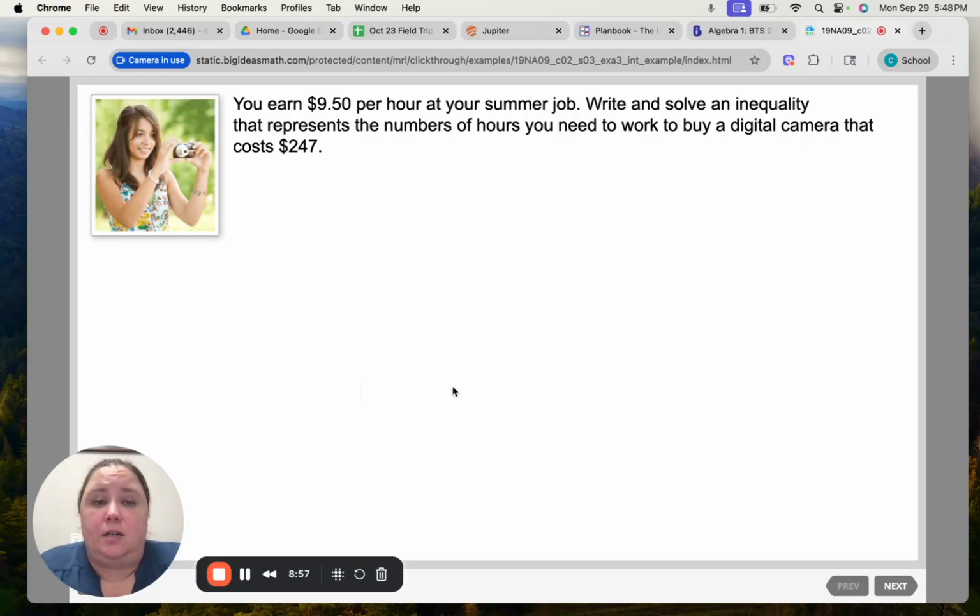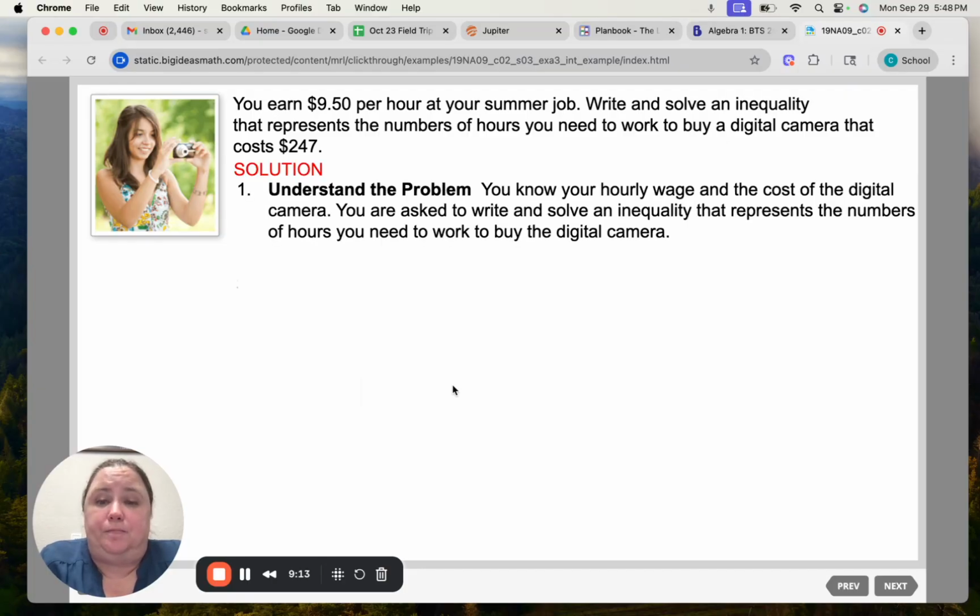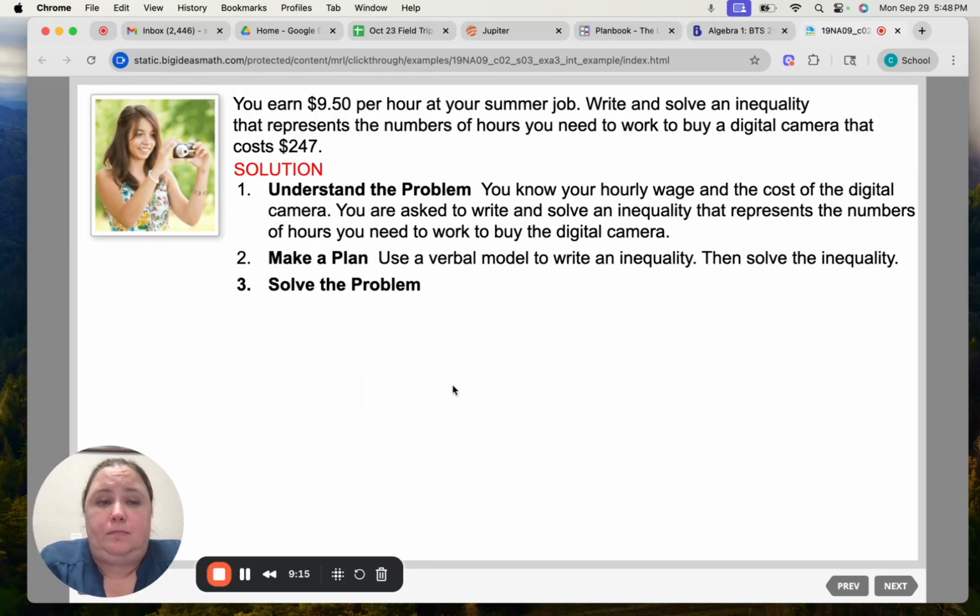All right, you earn $9.50 per hour at your summer job. We're going to write and solve an inequality that represents the number of hours you need to work to buy a digital camera that costs $247. All right, so how much do we need to save? That's the first thing we need to figure out. Okay, we need to save $247.